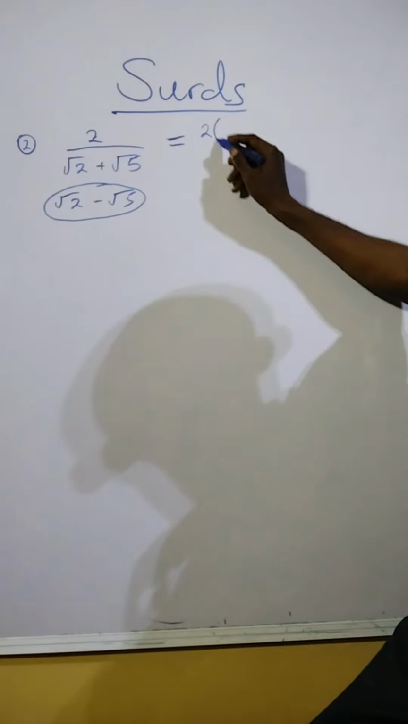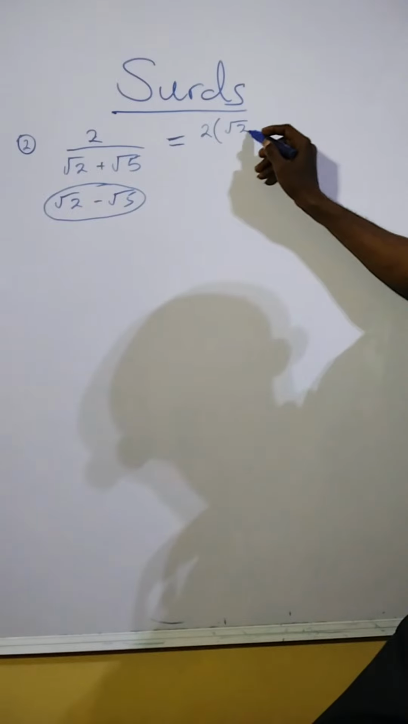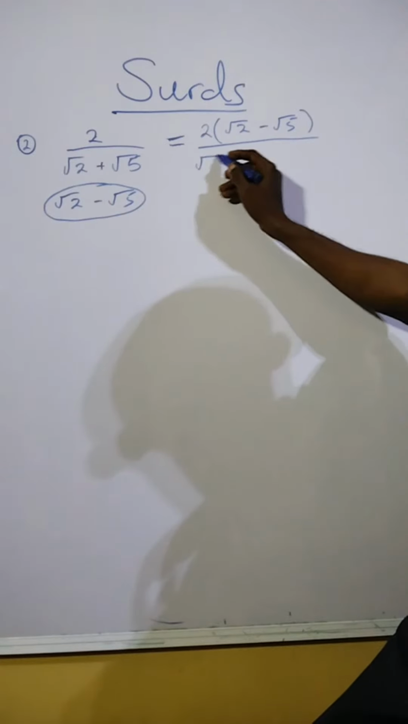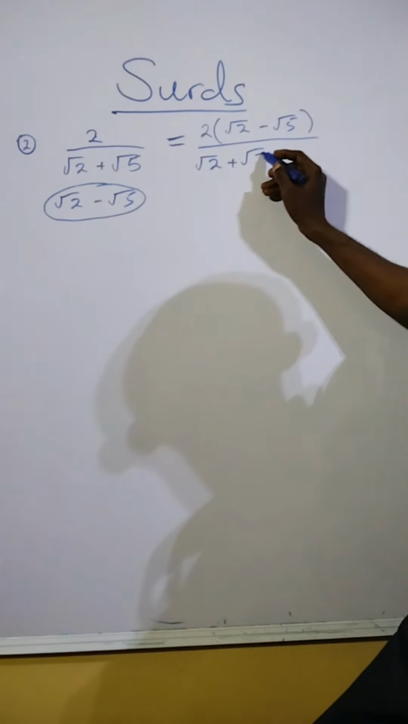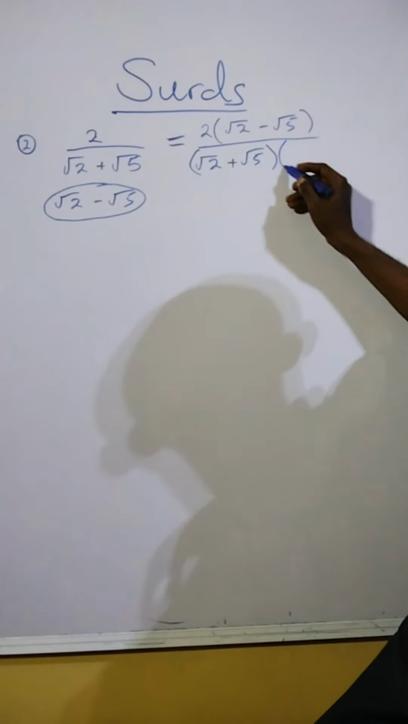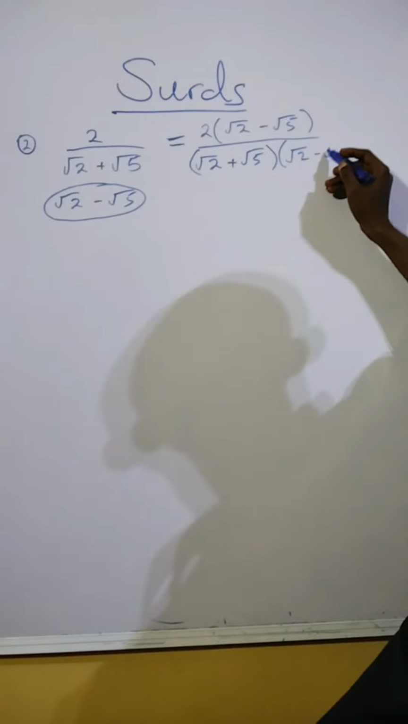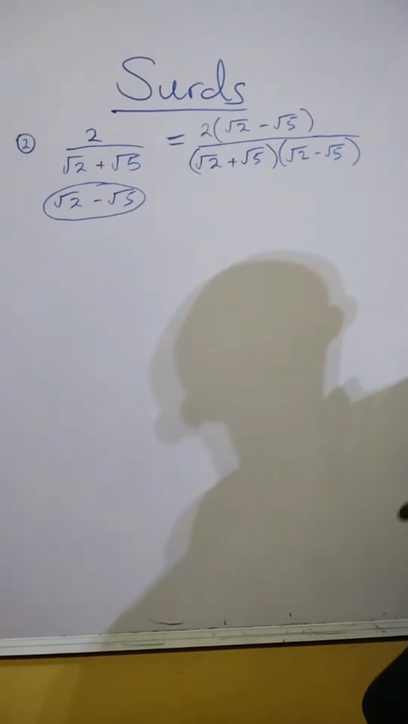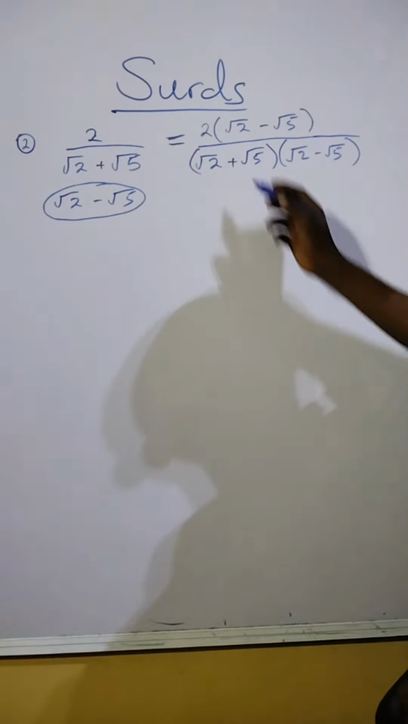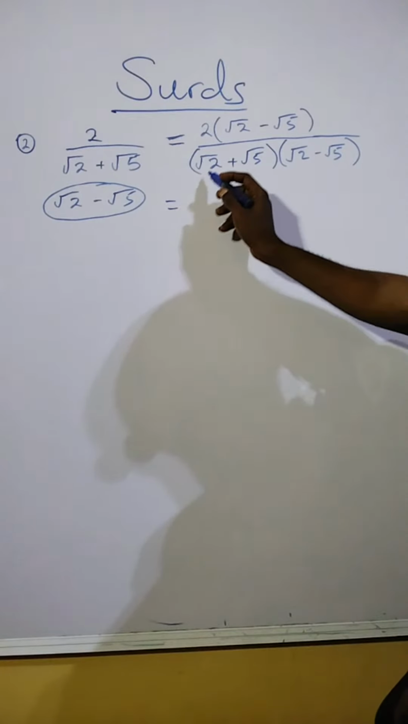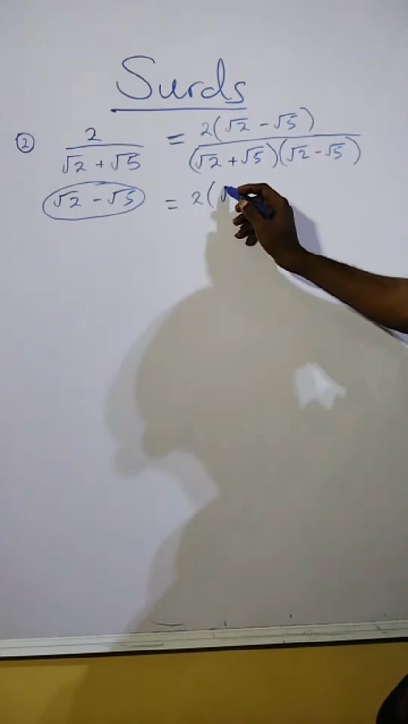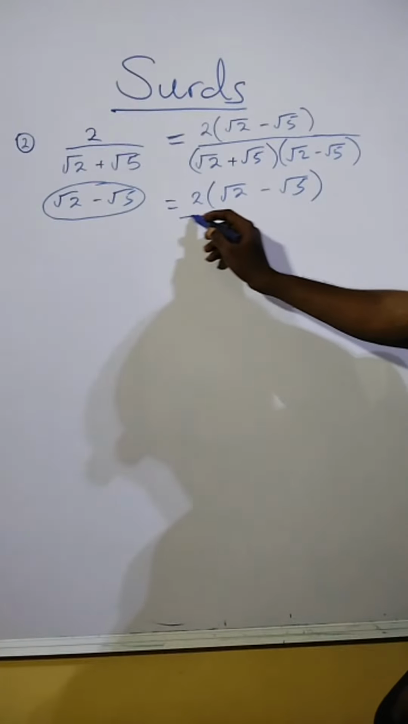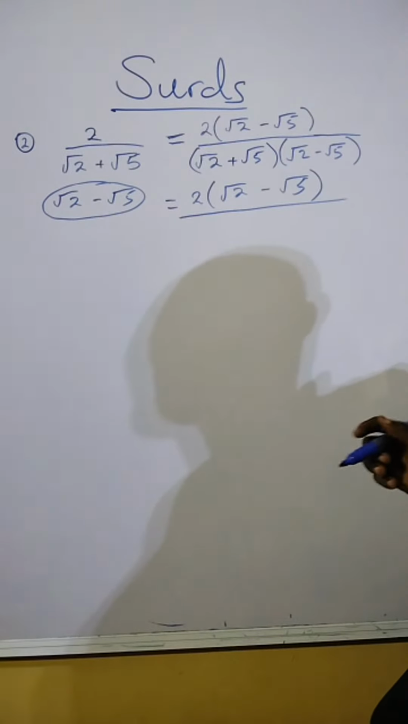Then what we have becomes 2 times root 2 minus root 5. Also, we have root 2 plus root 5 times root 2 minus root 5. So that's the first step. Then continue here by expanding brackets. Here we can open this bracket up, but we can still leave this as 2 root 2 minus root 5, then into brackets. Then this also they are conjugate surds.